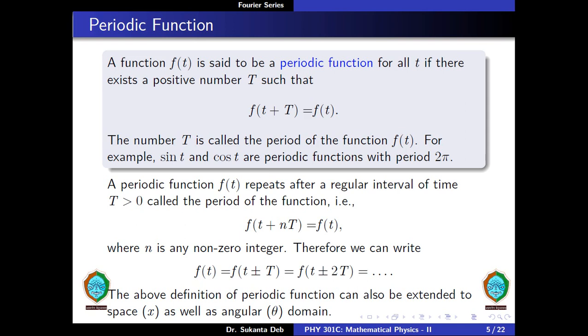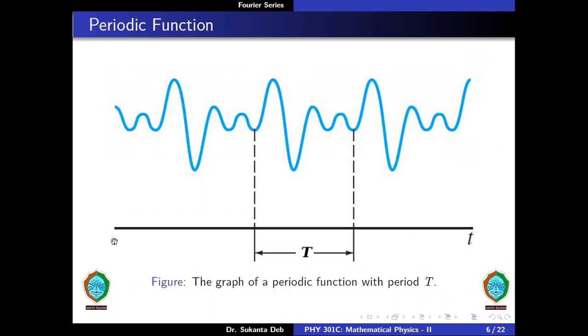That is, the value of the function spaced at any integer multiple of capital T must be the same both in the negative and positive time axis. The above definition of periodic function can also be extended to space as well as angular domain.